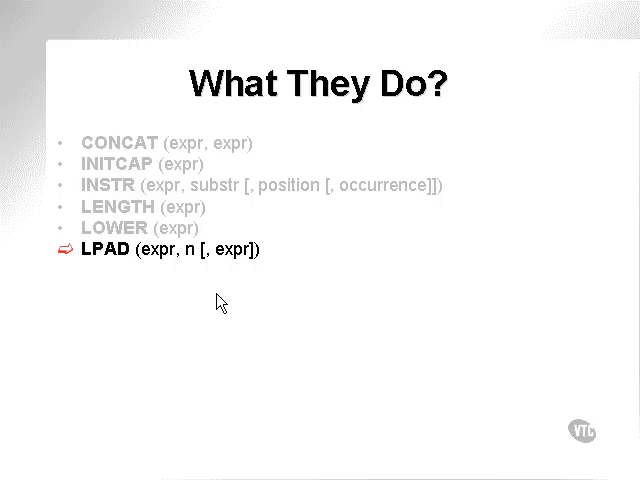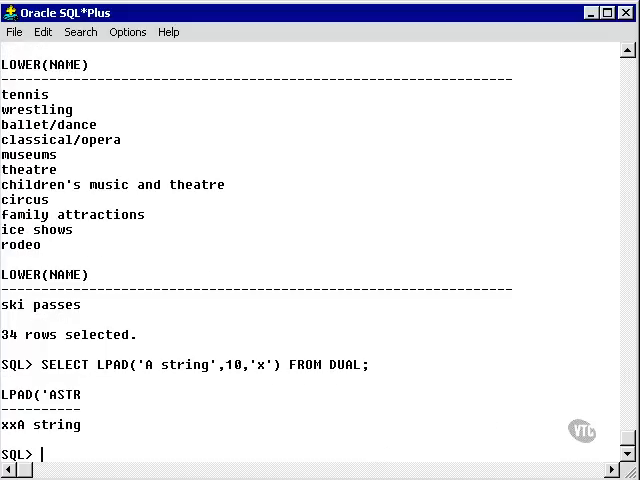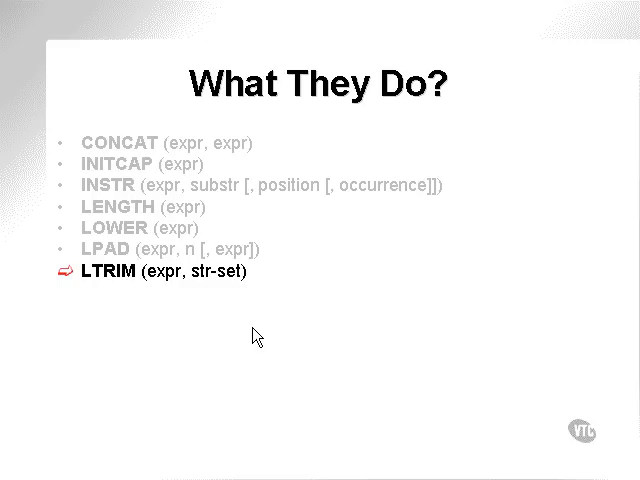The left pad function. The left pad function will pad a string from the left with a specified character or expression, string, etc. Let's try an example of the left pad function. I'm going to pad this string, a string, which is 8 characters long, up to 10 characters, from the left with the character x, and we end up with XX a string.